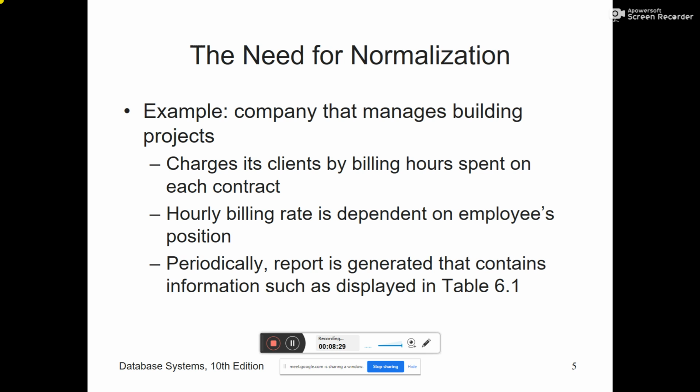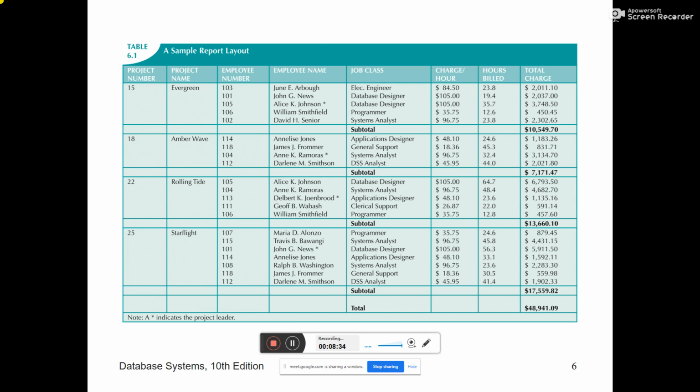Okay. This information is given here in this table. You can consider it as a table or a sample report. This report is generated from a table that is used for a construction company. All the information is in one table, which includes project number, project name, employee number, job class, charge per hour, hours billed, and total charge.